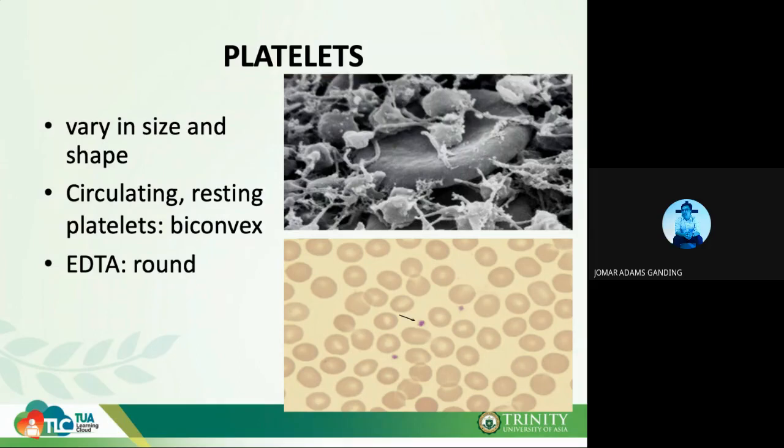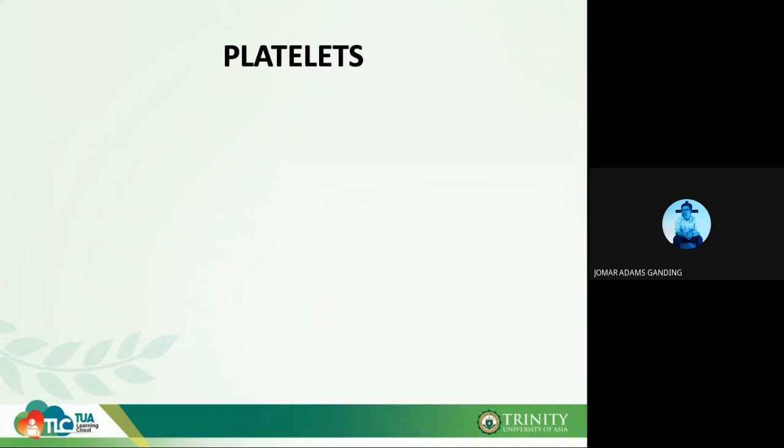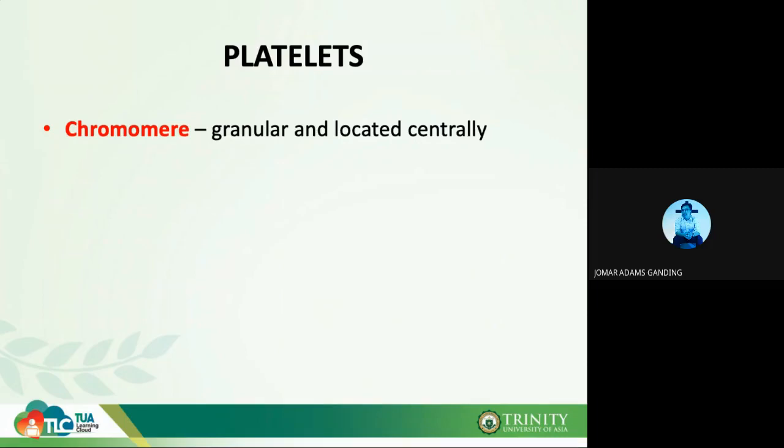Very important terms to remember with regards to your platelets are the chromomere and the hyalomere. The chromomere is the granular part, located at the center of your platelet. These are the granular portion of your platelet.